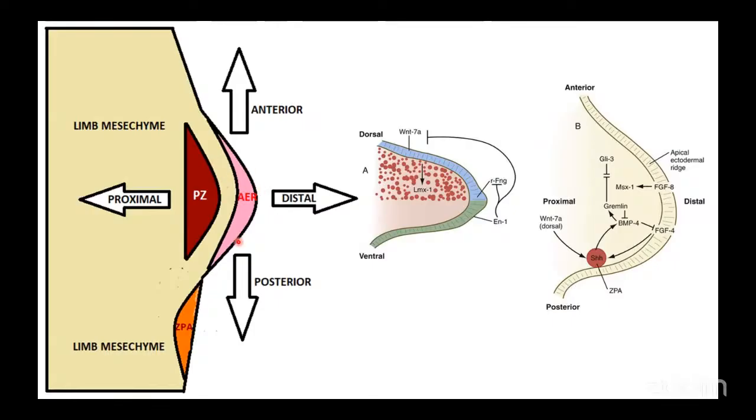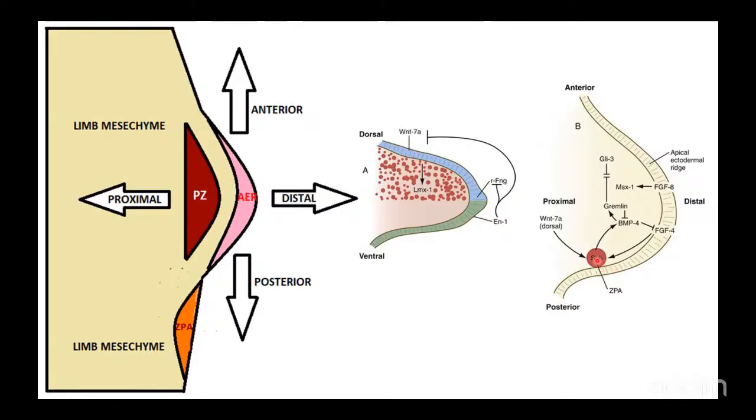Then you have the ZPA, which is found on the posterior end of the limb. So this one is involved in determining the anteroposterior segmentation, right? So which side will be the thumb, which side will be the small digits, or for the foot, which one will be the great toe, which one will be the small toe, that kind of sequencing, okay?